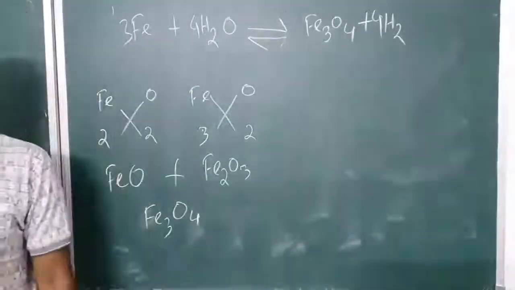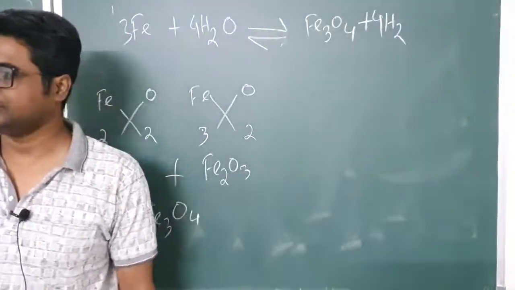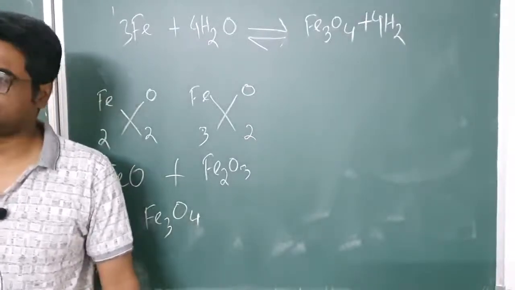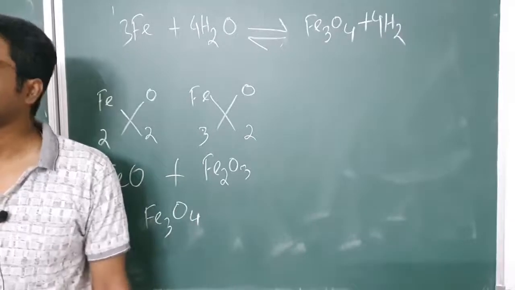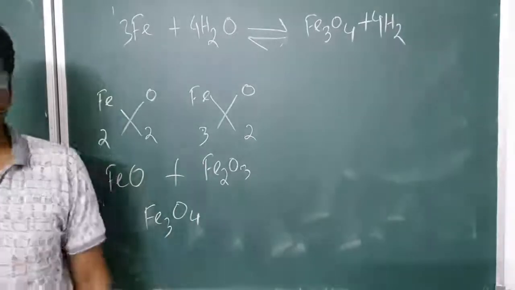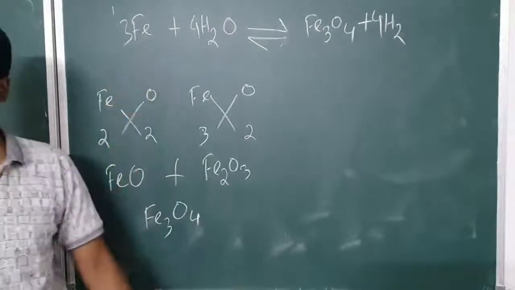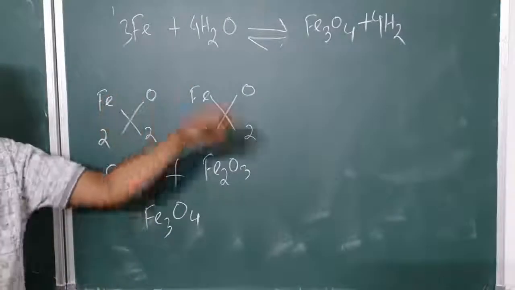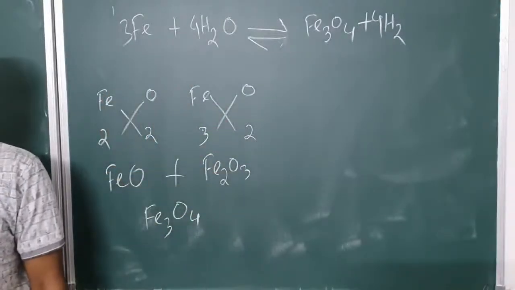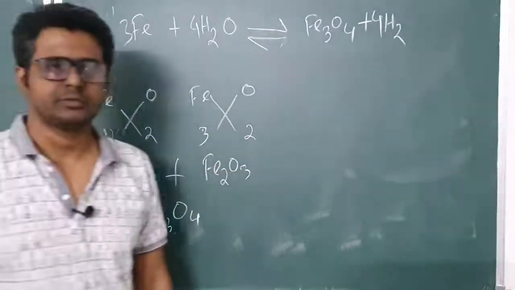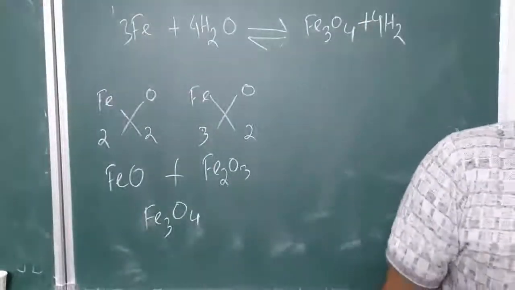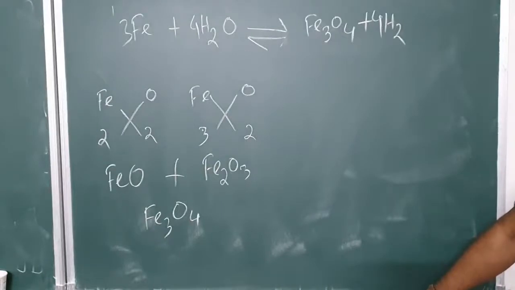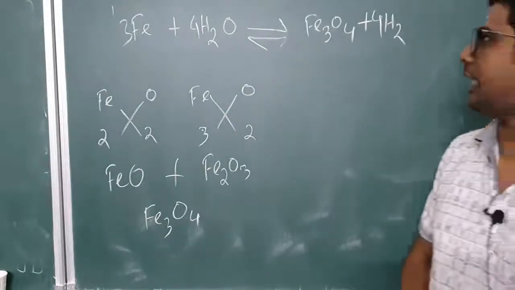suppose you are burning some paper, after some time paper will get finished, but you want to burn more, what will you do? You will put in more paper. So after some time this iron is finished, how will you continue? Put more iron, simple, forward reaction will continue. So you have to remove Fe3O4, you have to keep on adding Fe, so forward reaction will continue. This reaction is normally carried out at 700 degrees Celsius.